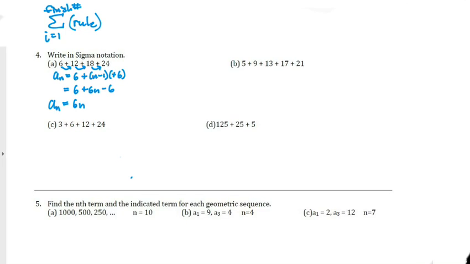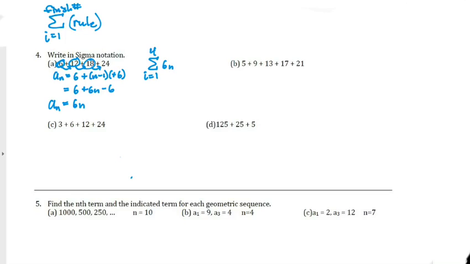So that's my rule. And so I'm going to take my rule, 6n, and I'm going to put that right there, and I'm going to go i equals 1. And then where am I going to finish? Which number is going to be the last number that I plug in? 4? Is that right? Yeah. Okay, and then you can test it. You could plug the 1 into the n and see if you get the first term right here. And if you plug in 2, do you get the next term? And if you plug in 3, do you get the next term? Yes, it works.